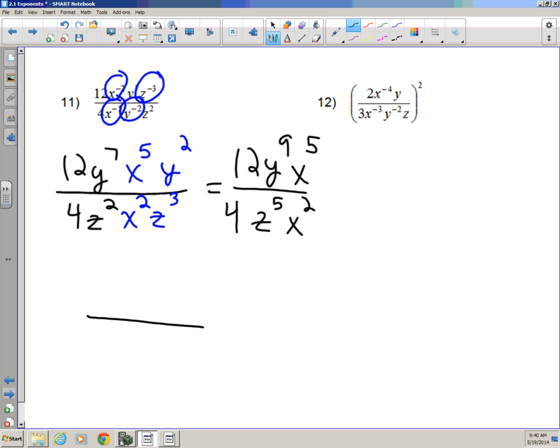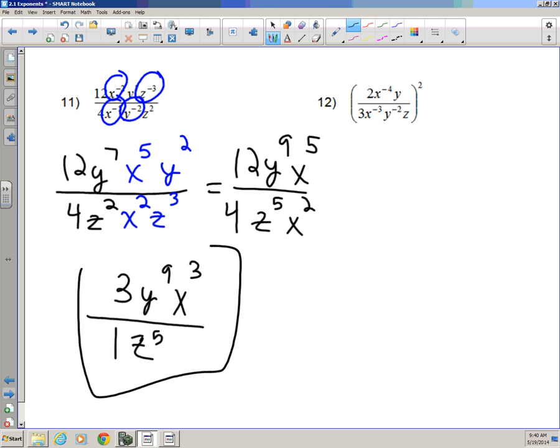Well, 12 divided by 4 is just 3 over 1. The 1's not necessary. There's only y's on the top, so they all stay there. There's x's in both positions, but there's more x's on top by 3. And there's only z's in the bottom, so z to the 5th has to stay there. So 3, y9, x3 over 1 z to the 5th.